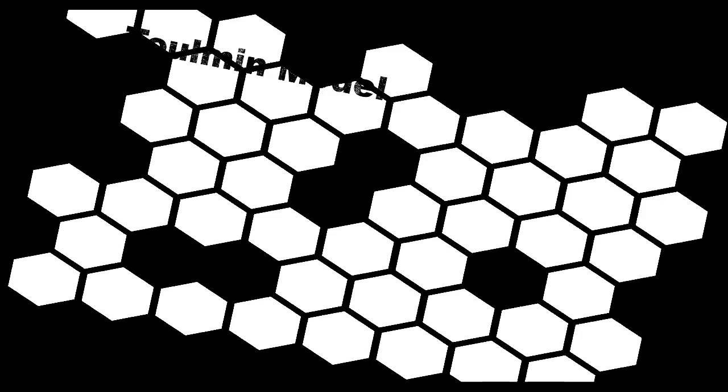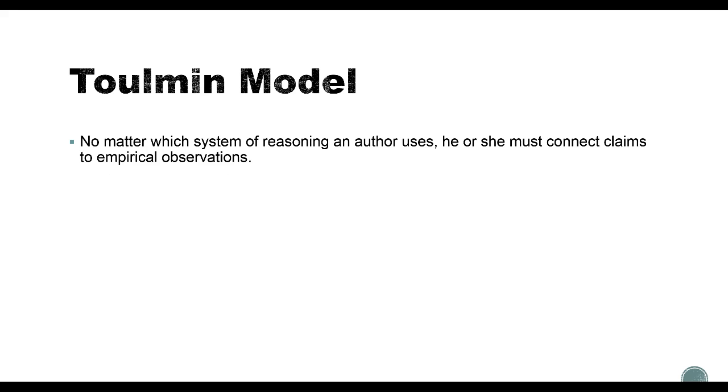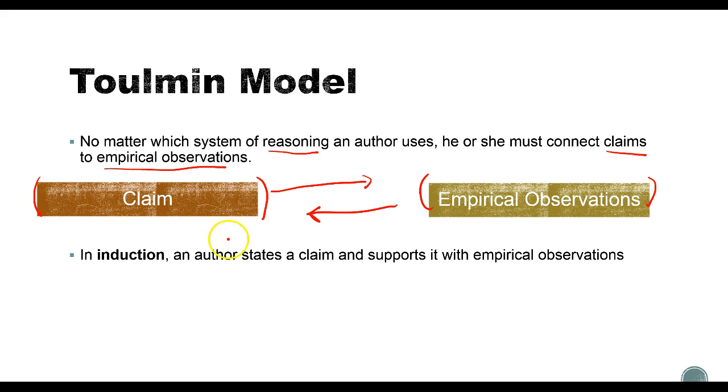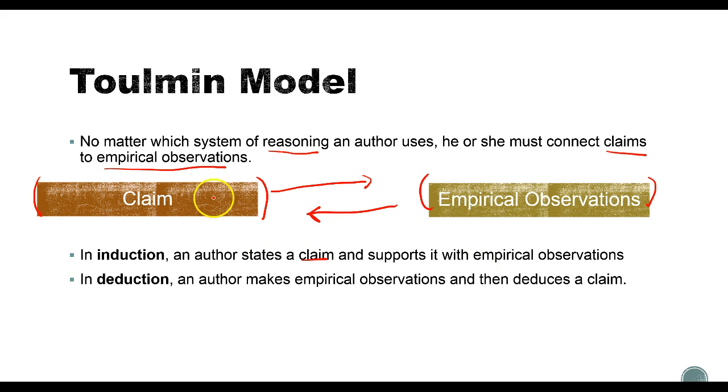So let's turn now to another element of logical reasoning, which was created by a logical theorist, Stephen Toulmin. Toulmin said, no matter which kind of reasoning we're using, inductive or deductive, an author needs to connect claims to empirical observations. So these are the two components of argument, right? Whether we're arguing inductively or deductively, we have a claim. Either we're starting with a claim and then supporting that claim with empirical observations, or we're making empirical observations in order to ultimately draw a claim, which is deduction. So induction, we start with the claim, and then we support it with empirical observations. Deduction, we make empirical observations, we deduce a claim.